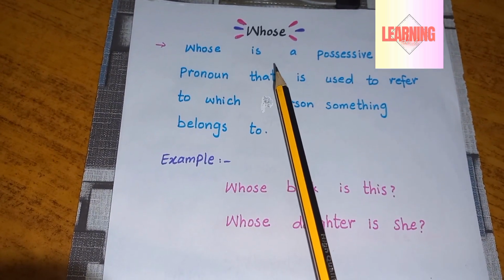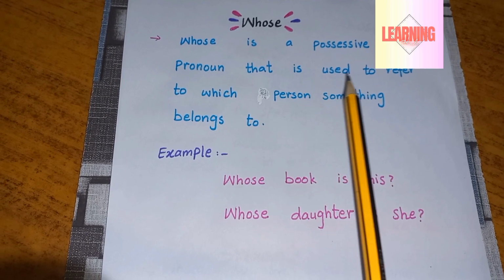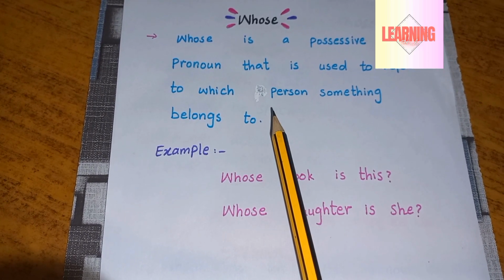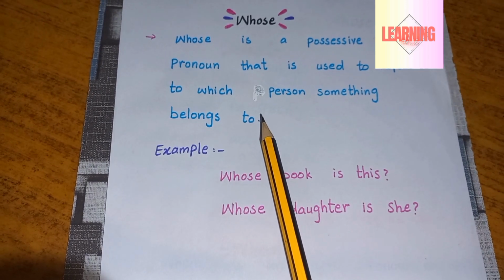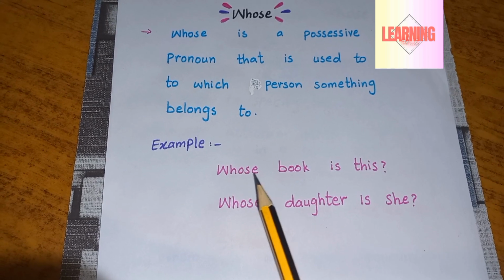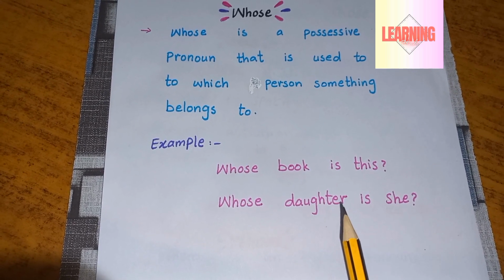Whose is a possessive pronoun that is used to refer to which person something belongs to. Meaning, something of theirs belongs to which person. Examples are: whose book is this, whose daughter is she.